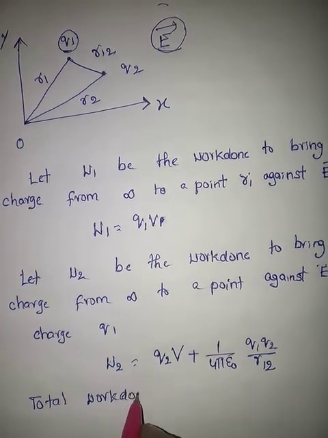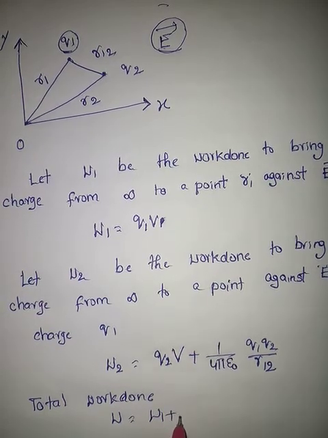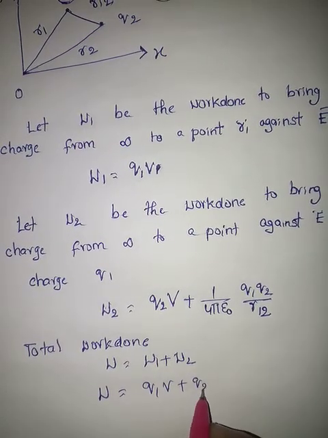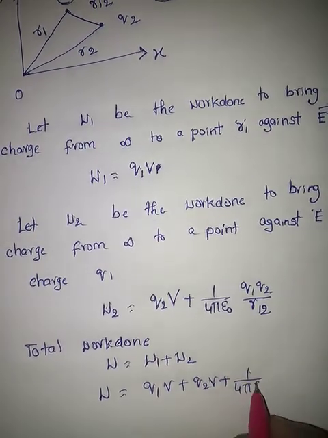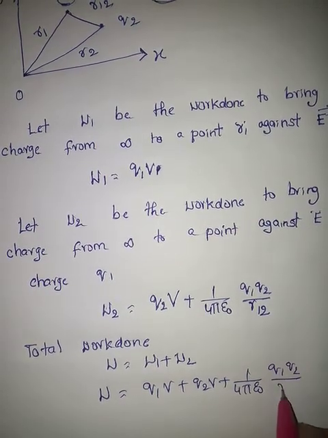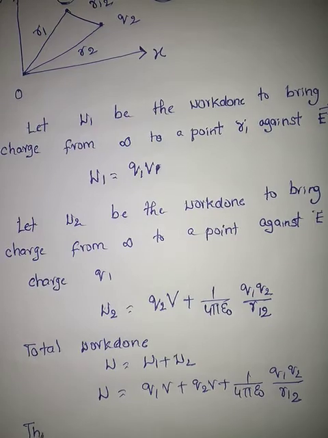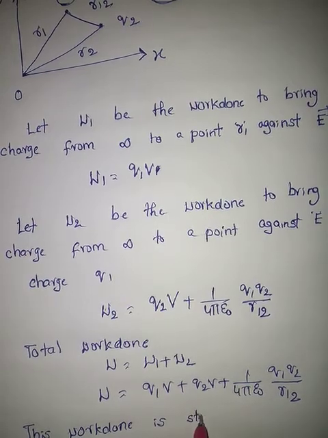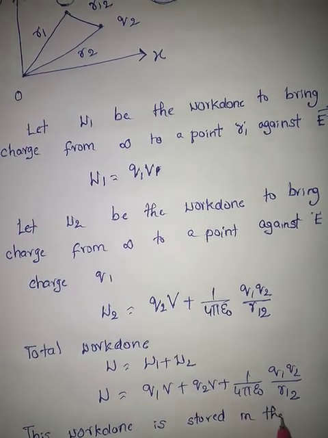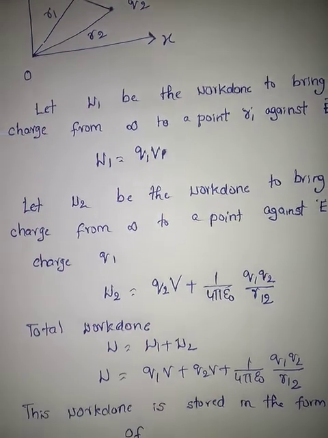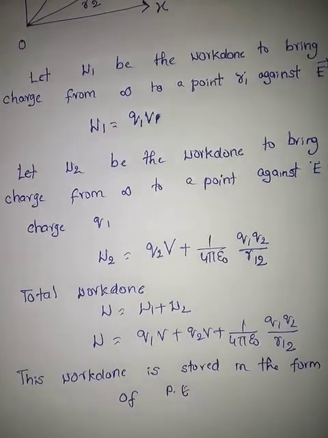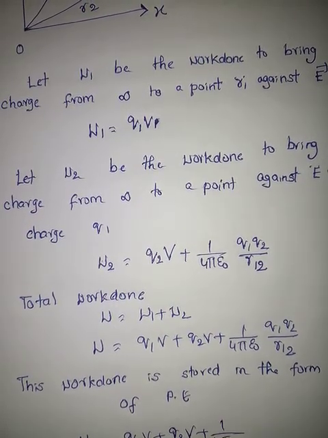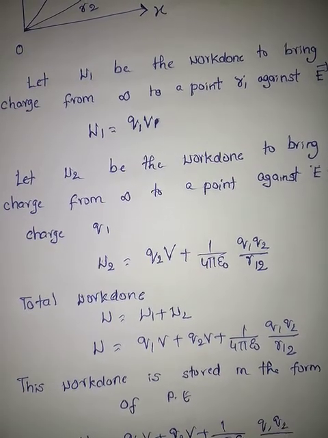Now what is the total work done? W is equal to W1 plus W2. W is equal to Q1V plus Q2V plus 1 by 4 pi epsilon naught Q1 Q2 by R12. As usual, this work done is stored in the form of potential energy. So the formula is U equals Q1V plus Q2V plus 1 by 4 pi epsilon naught Q1 Q2 by R12.